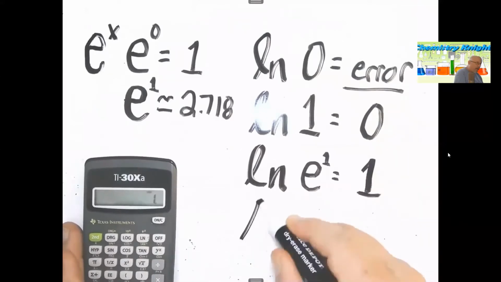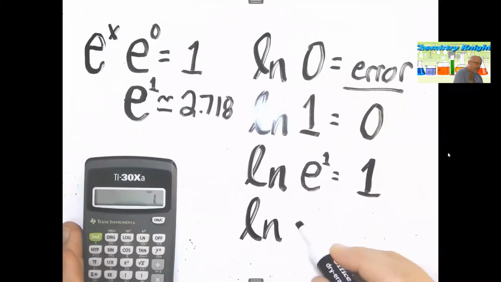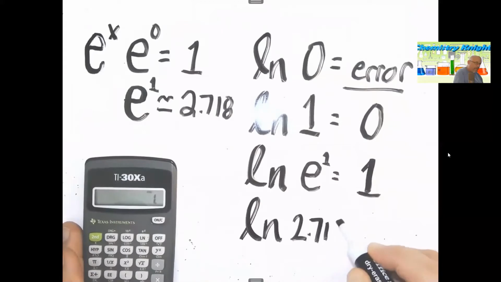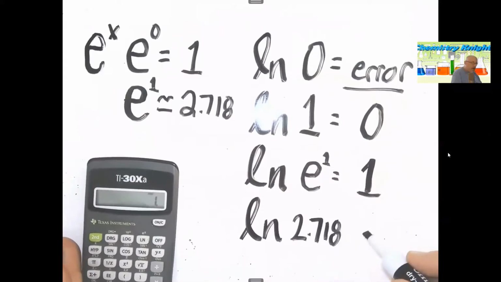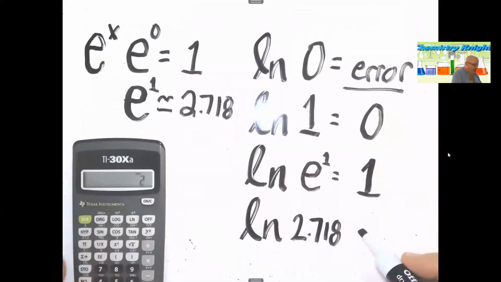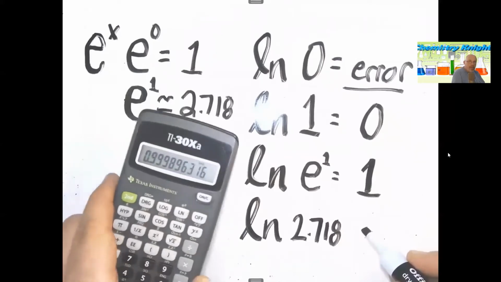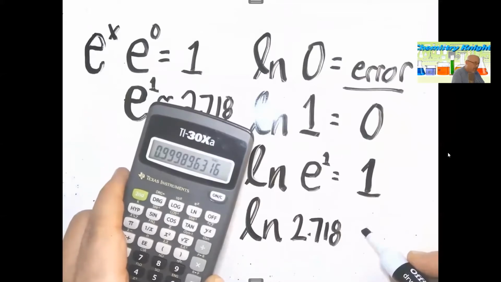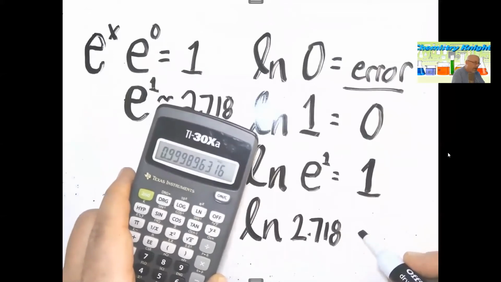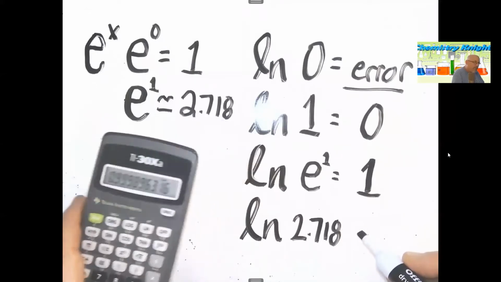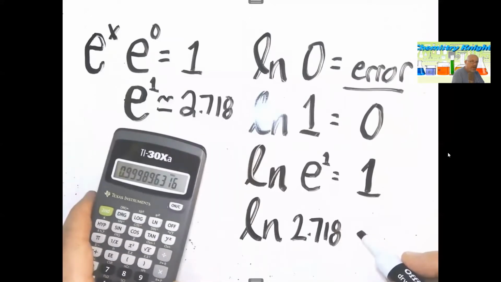Or if we wrote out the approximation, the natural log of 2.718, we press that. Now here we don't get 1. You can see it's super close to 1. Why didn't we get 1? Because 2.718 is not the complete expression of e. The complete expression goes on forever.